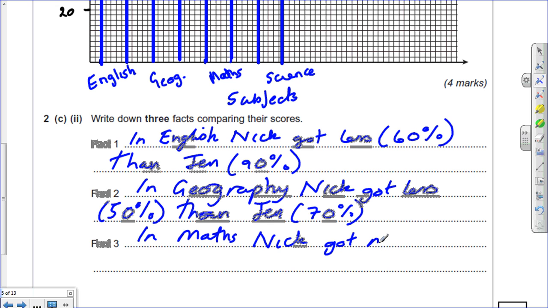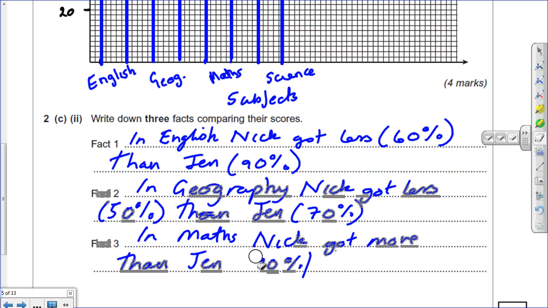Actually, we don't need brackets here. I've worded it slightly different. 90% compared to. What did young Jen get? This is the problem about putting the values in. She got halfway between 40 and 50, which is 45.